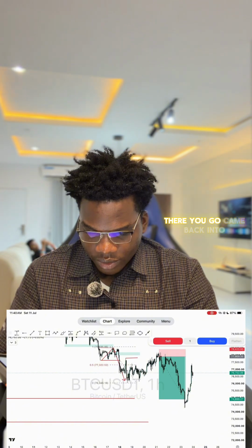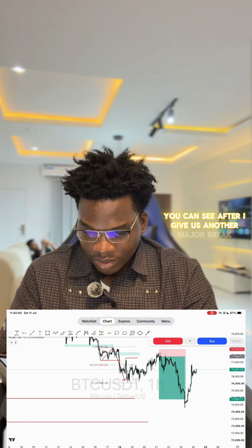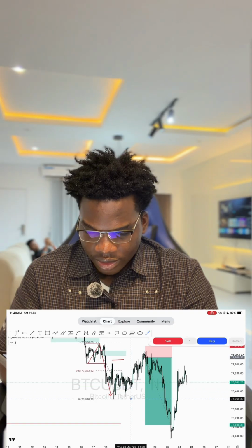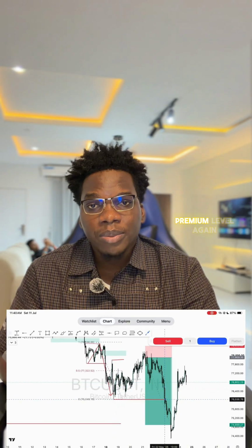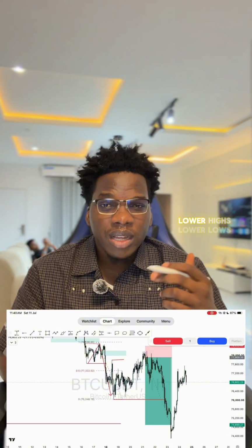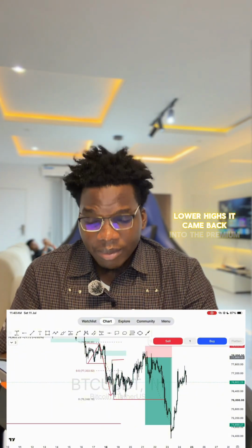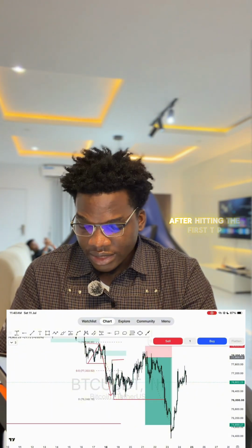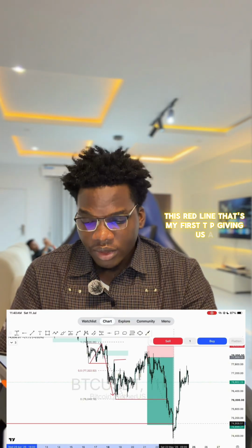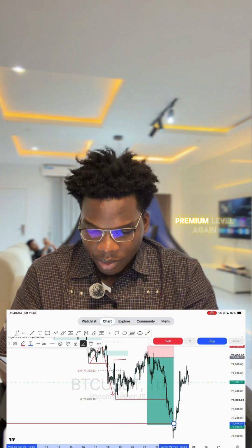There you go. After that, you can see what happened again. Price gave us another major break at this point. You can see that it came back into the premium level again. When price gives you a series of lower lows, lower highs, it came back into the premium level after hitting our first TP. This is the first TP here, this red line. After smashing the first TP and giving us a major break, it went back into our premium level again.